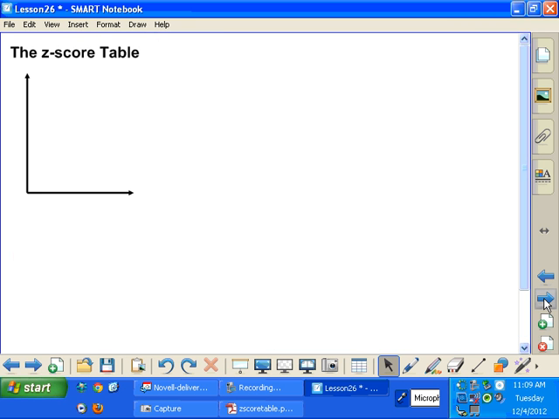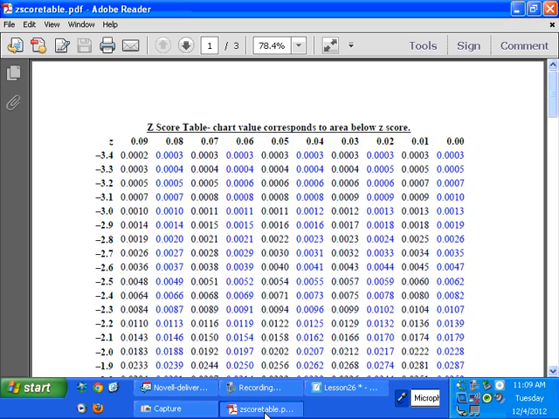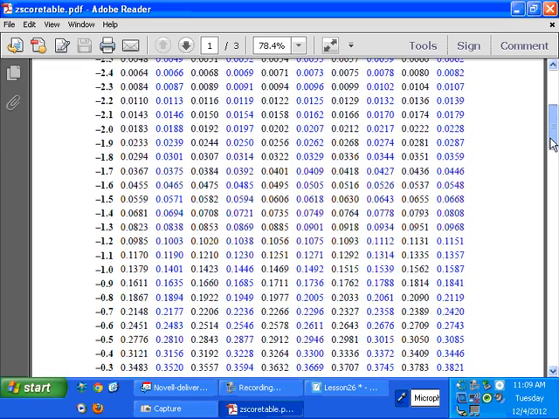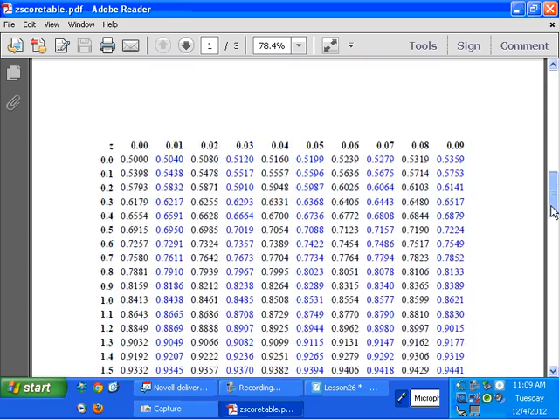So let's talk about the Z-score table. Attached on the website, you can find a download of this PDF. It is the Z-score table. Now, if you look at this, it has a whole bunch of numbers.